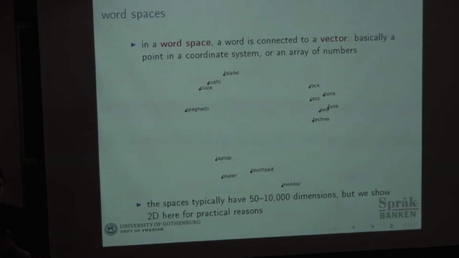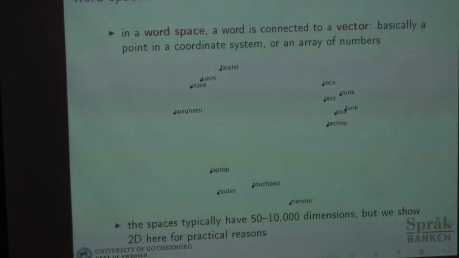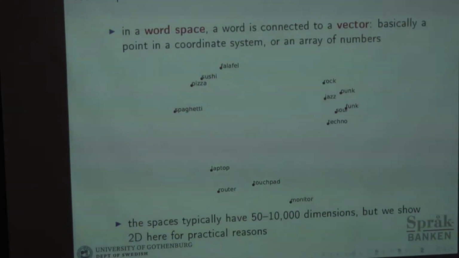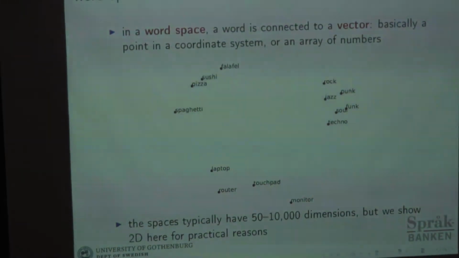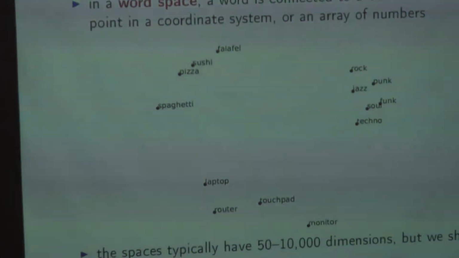Word spaces will typically have many dimensions. Depending on how you do it, they can be between, let's say, 50 dimensions up to many thousands or even more. But when I draw them on the screen, they will be two-dimensional, so that we can intuitively reason about them.